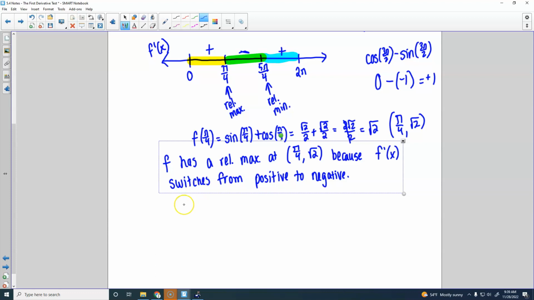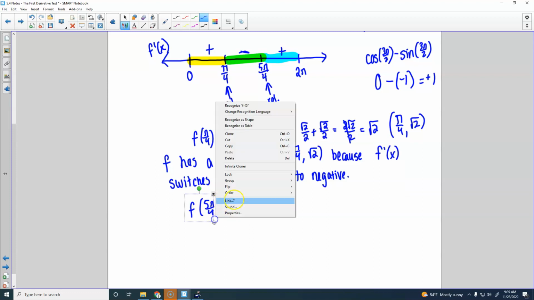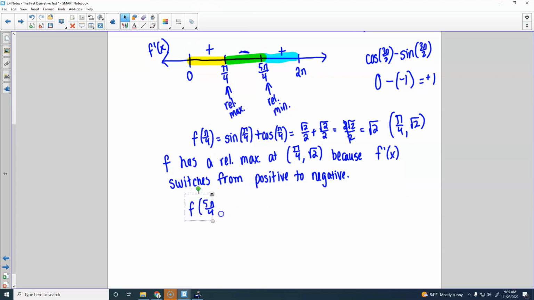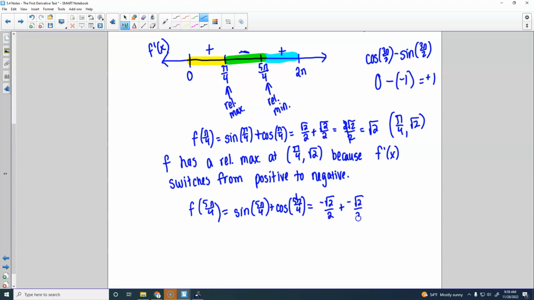And we need to do the same thing for 5 pi over 4. So f of 5 pi over 4 is going to be sine of 5 pi over 4 plus cosine of 5 pi over 4. So that is going to be negative root 2 over 2 plus negative root 2 over 2, which will give us negative 2 root 2 over 2, which is negative root 2. So we've got the point 5 pi over 4, negative root 2.